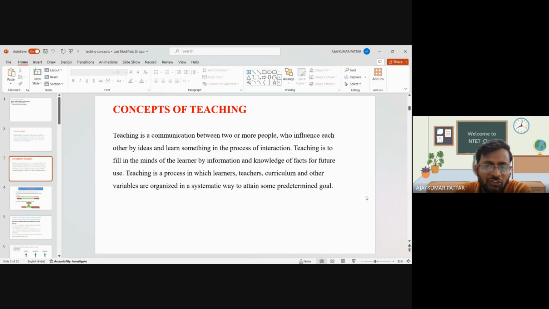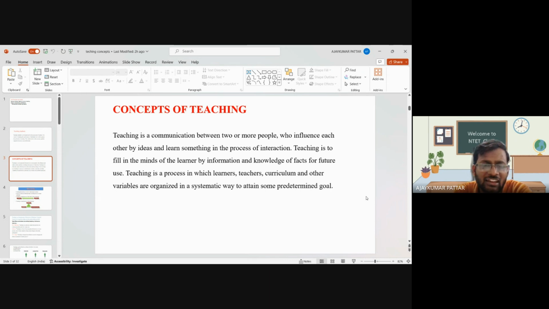First one is learners should be there. Without learners, teaching will not happen. Teachers should be there. And curriculum is a specific document that talks about what should be done for that particular subject concerned. That's why curriculum is also needed, and other variables are needed.